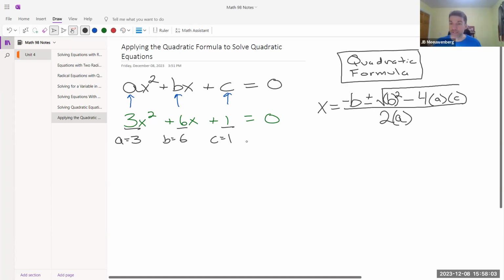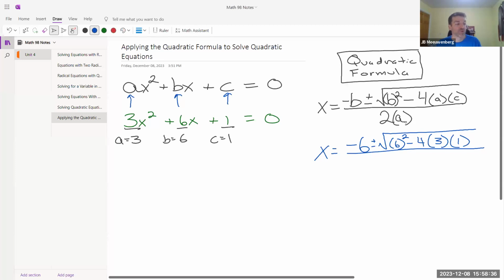So let's do it. Let's solve this. I want to solve 3x squared plus 6x plus 1. x equals, big fraction. Negative b is negative 6. Plus or minus the square root of 6 squared, so in parentheses, I'll put the number 6 squared, minus 4 times a, which is 3, and then times c, which is 1. In the denominator, we have 2 times a, which is 2 times 3. This is now just a big calculation that we have to do.